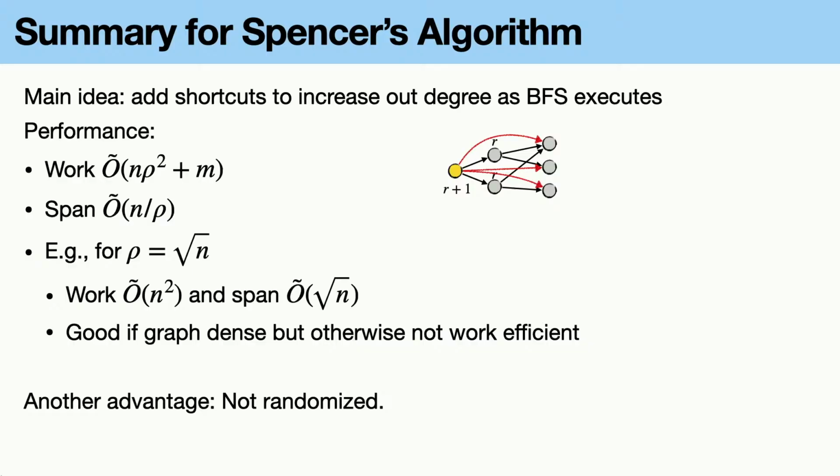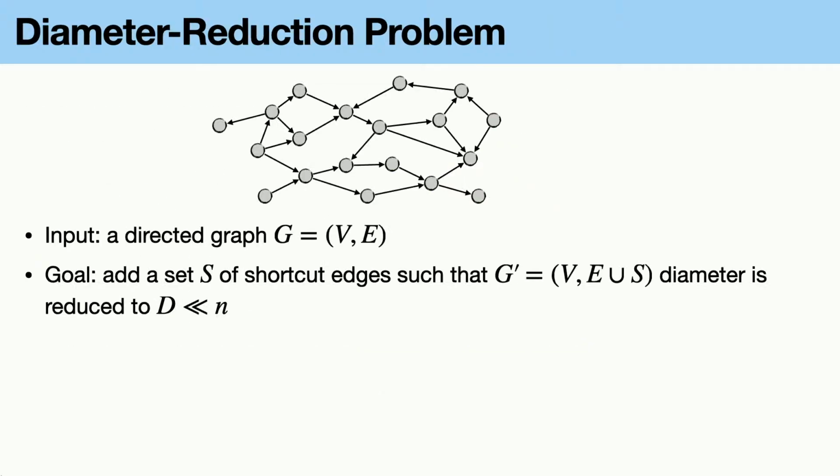I want to give another one. So the other strategy is to try to shortcut the graph to reduce the diameter. So here we have, let me just set up the problem again. I have a directed graph. I don't care about a source vertex anymore. And my goal is to add a set of shortcuts to the graph so that the augmented graph has diameter that's much smaller than n. So maybe add a bunch of shortcuts like that.